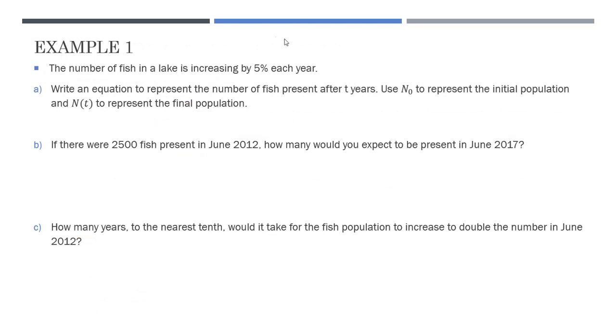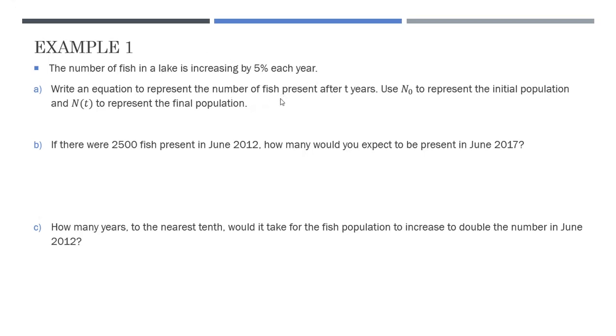Our first example has to do with some fish. They're in a lake. The population is increasing by 5% each year. We want to write an equation to represent the number of fish present after t years. Use N subscript 0 to represent the initial population and N of t to represent the final population.